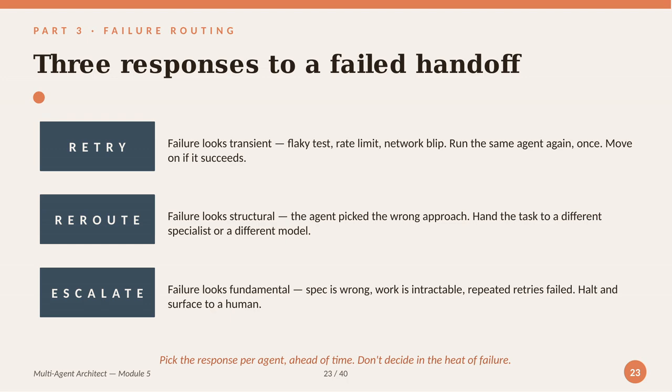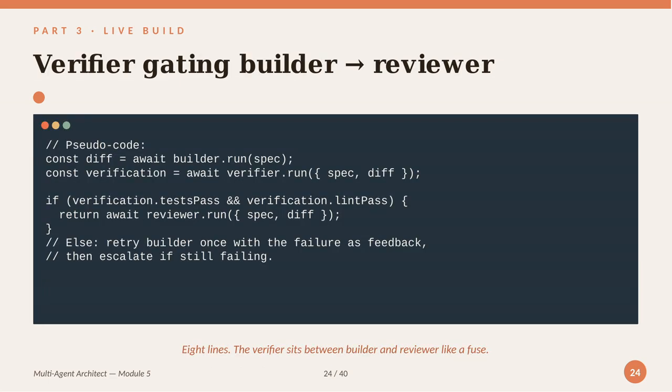Escalate. The failure looks fundamental. The spec is wrong. The work is intractable. Repeated retries failed. Halt the pipeline and surface. Live build. 8 lines of pseudocode that wire a verifier between builder and reviewer.